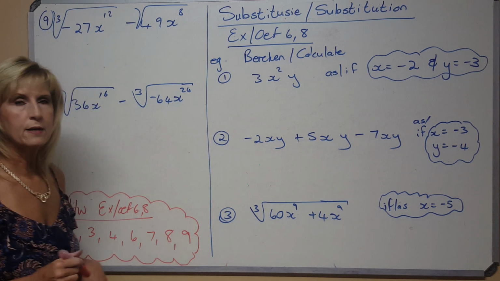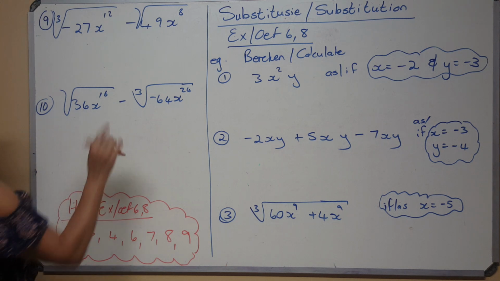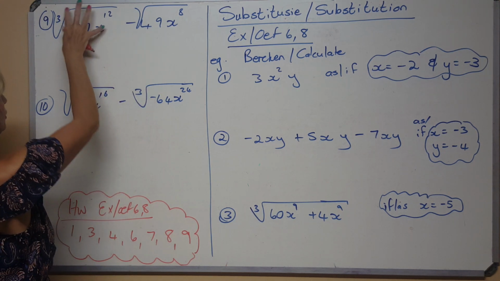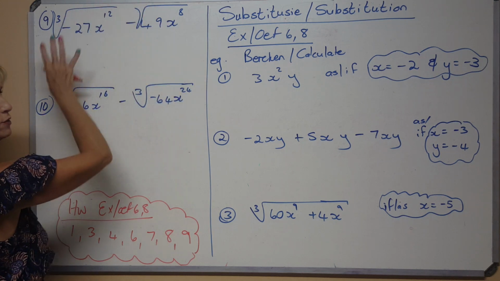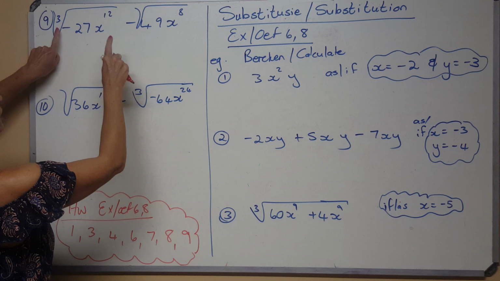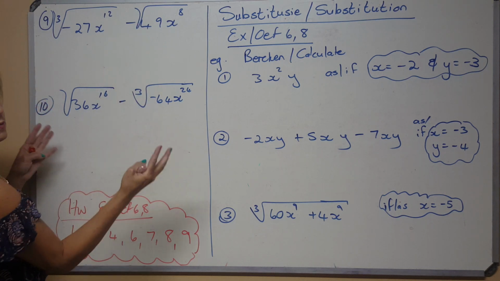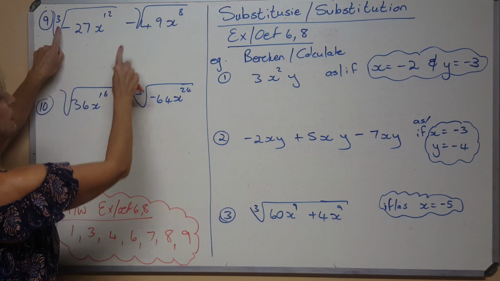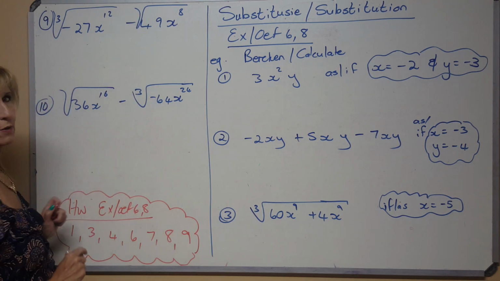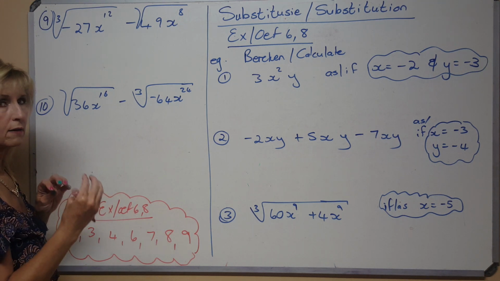Okay, your last two homework sums, 9 and 10. Same story. They're in different separate roots, so you do this one separately and that one separately. I like these sums because they're mixing it up. Cube root and a square root. Square root and a cube root. So you do each one on its own, and you handle each sum separately.